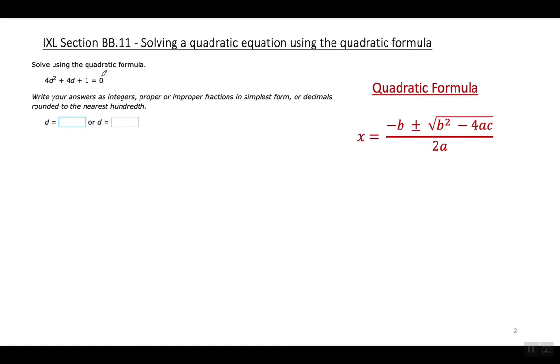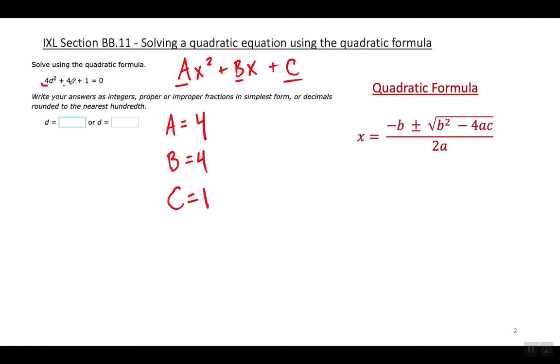At first, I know it may look like it's too difficult to memorize, but it's actually not. Now let me go over how to use the formula in case you're not sure how to do it. First of all, remember that a quadratic equation is usually written in this form. Before we can begin, you have to identify what is A, what is B, and what is C. In this problem, A is 4, B is also 4, and C is positive 1. I'm just getting the numbers from right here.